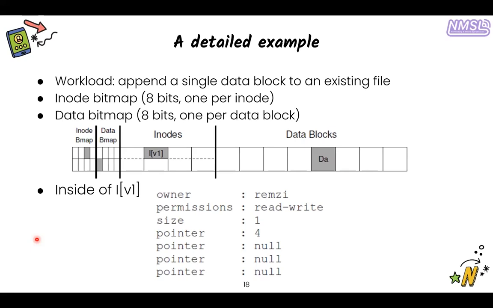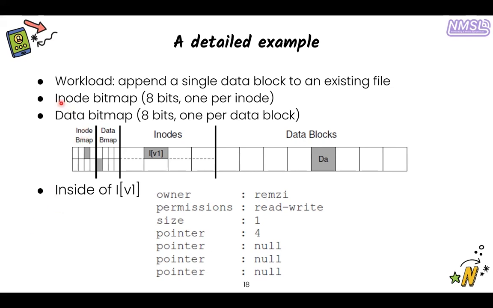It's a detailed example here. Let's first talk about a workload. We're going to use an example, and the workload is very simple. We have a file, and we want to append a single data block to the existing file. We just want to append something, right?